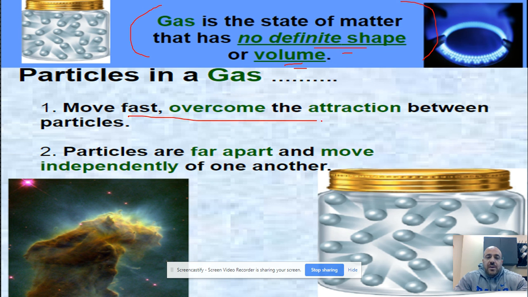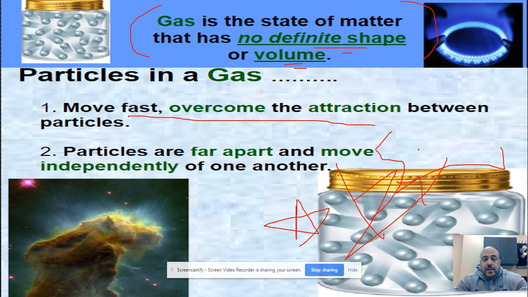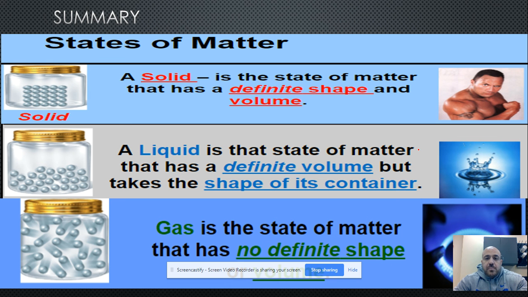Particles in gas move so fast they overcome the attraction and they just spread out as far as they can. If this container down here where I'm going to put a star were opened, these would start flying out of here. They'd move all over. Some would be bouncing in, but they would go all crazy because they move so fast.